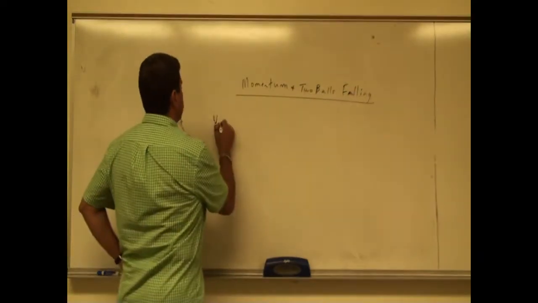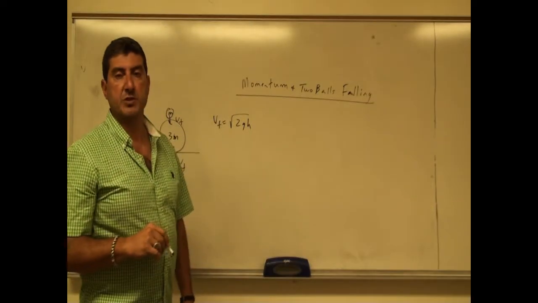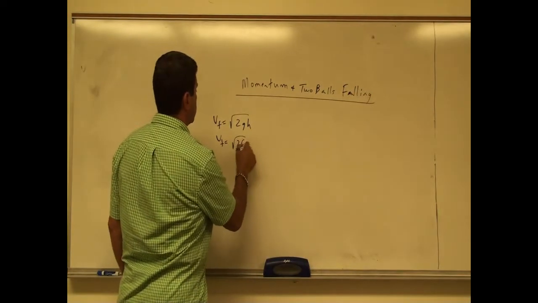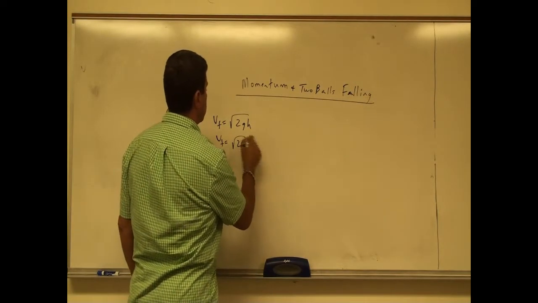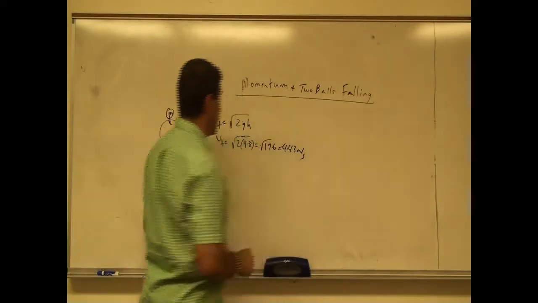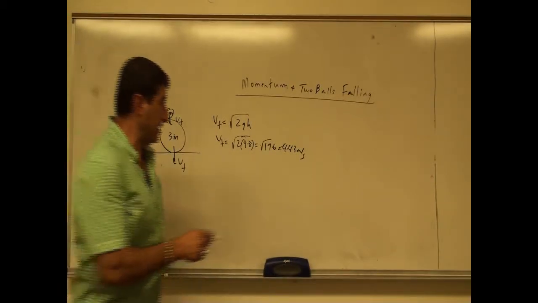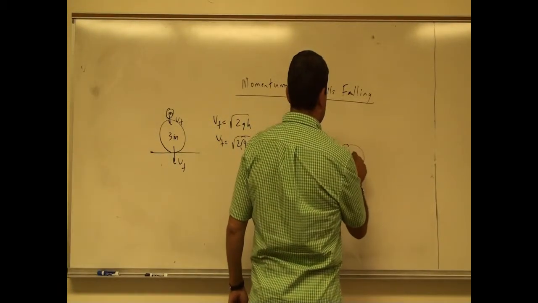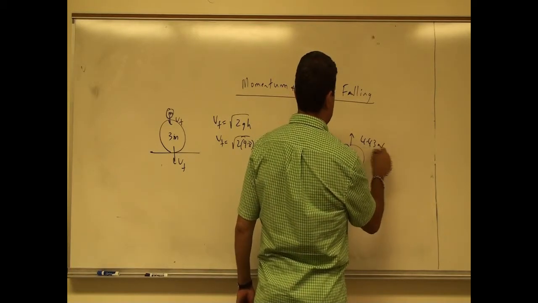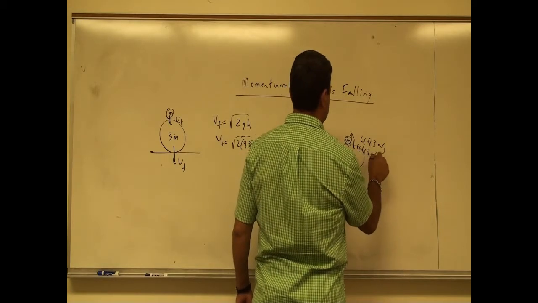So V final should equal the square root of 2 times gravity times the height. Putting in 1 meter for the height, the final velocity is the square root of 2 times 9.8, so that's the square root of 19.6. Afterwards, the basketball, 3m, reflects back at the same speed, 4.43 meters per second, while the small ball is coming down at 4.43 meters per second.